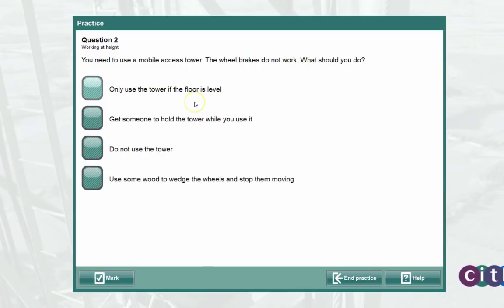You need to use a mobile access tower. The wheel brakes do not work. What should you do? Only use the tower if the floor is level. Get someone to hold the tower while you use it. Do not use the tower. Use some wood to wedge the wheels and stop them moving.